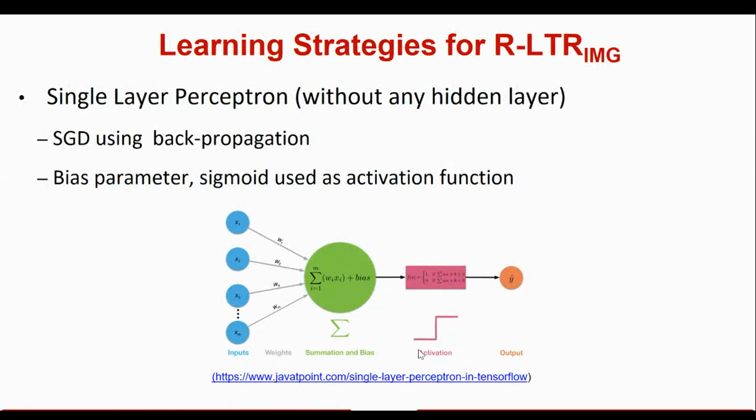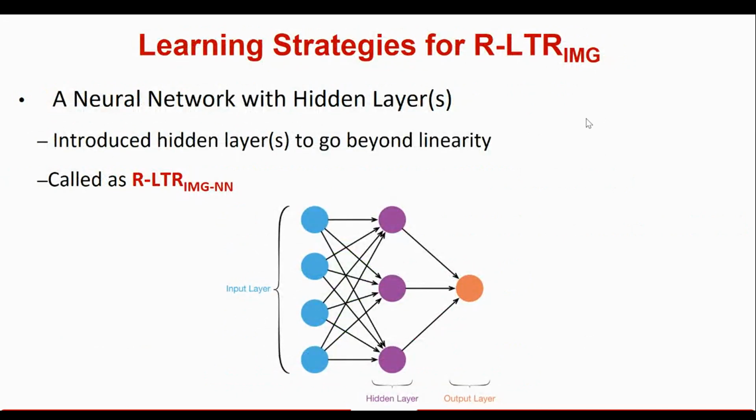While learning the R-LTR feature weights, we employ a neural network framework, namely PyTorch's neural network framework. So we implement the original formulations R-LTR and R-LTR-MMC first using a single layer perceptron without any hidden layer. Secondly, as we are using a neural network framework, we take the liberty to introduce hidden layers. So we go beyond the original linear formulation, and we call this version R-LTR-MMC.